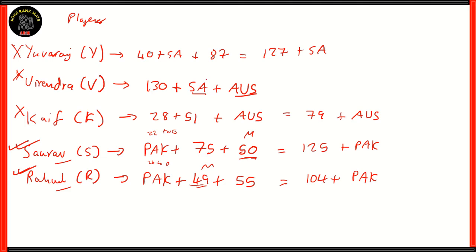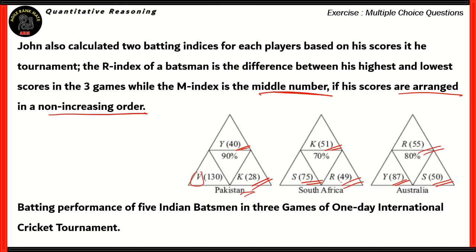Now for Virendra, we can't exactly calculate it, but against South Africa it's 75, so it's nearly impossible for 75 runs to be taken by one person. The reason being that 75 is the highest score by Saurav, and the next highest score is 51. So it cannot be 75. Virendra cannot take all of those runs. His score has to be less than 49.